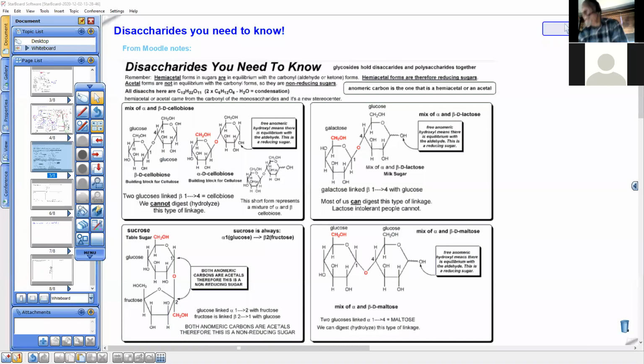And here are the disaccharides you absolutely must know for test 4. There's a lot in common that all these have. Glucose is involved in some way in every one of these. So glucose: there are 2 glucoses being used to make alpha or beta cellobiose. The mixture of alpha and beta cellobiose is depicted here. Mixture of alpha and beta. Glucose is responsible for making half of sucrose.